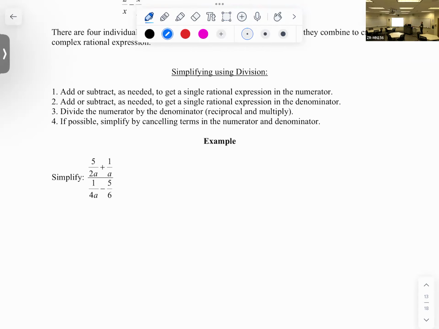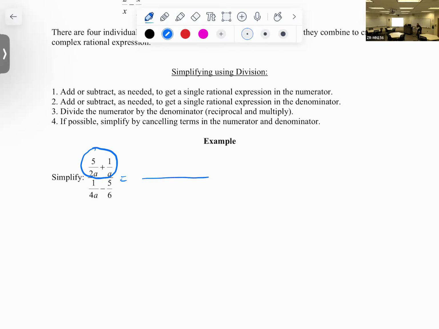The first technique is by division. Basically, that means look at just the numerator, then just the denominator, simplify those individually, and then just leave it, change it, flip it. So for this one, looking at the numerator, I have 5a over 2a plus 1 over a.